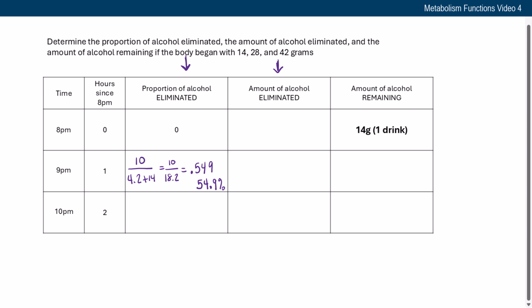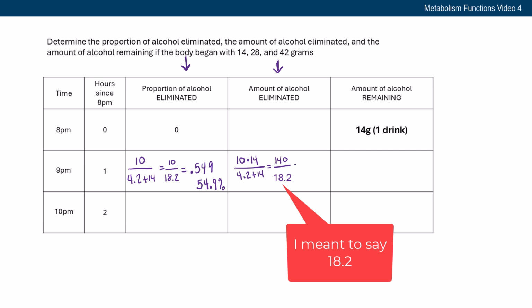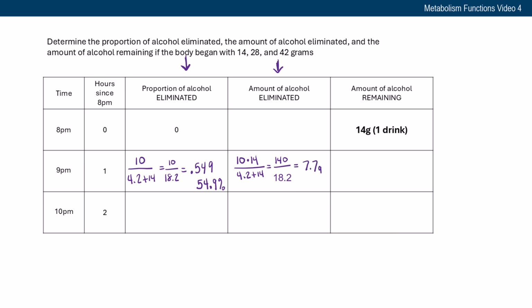Okay, the next column, we're going to think about the amount of alcohol. So that's using the formula 10 times A, so 10 times 14 grams of alcohol, divided by 4.2 plus 14. Again, you can plug that into your calculator, but if you want to simplify both the top and the bottom, you can do that. This gives us 140 divided by 16.2. When we divide those two numbers out, we get 7.7 grams.